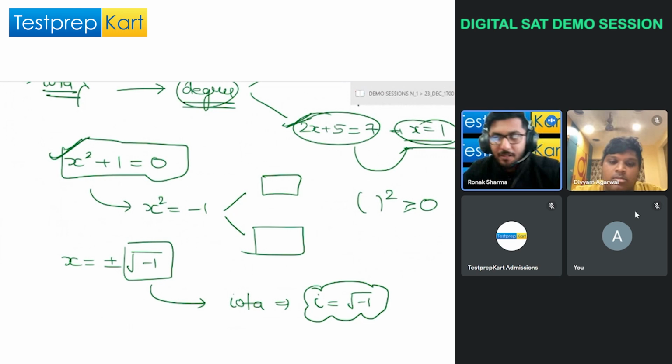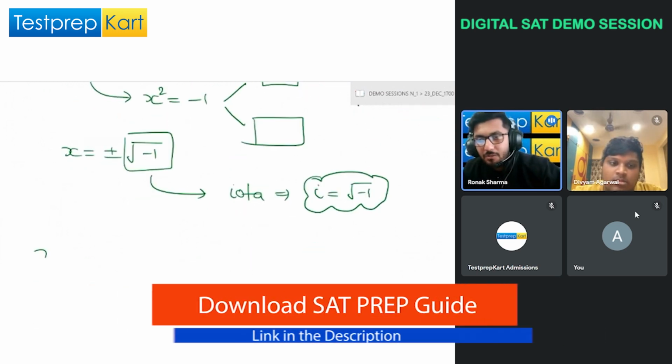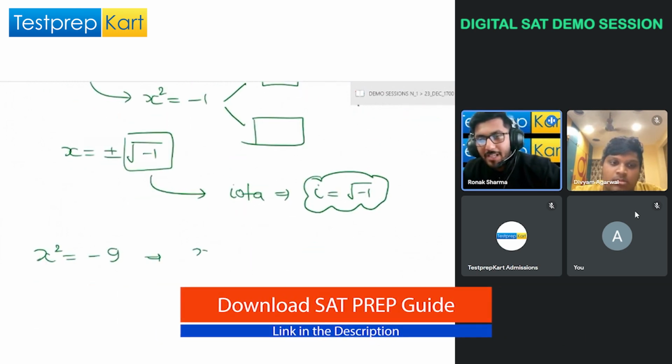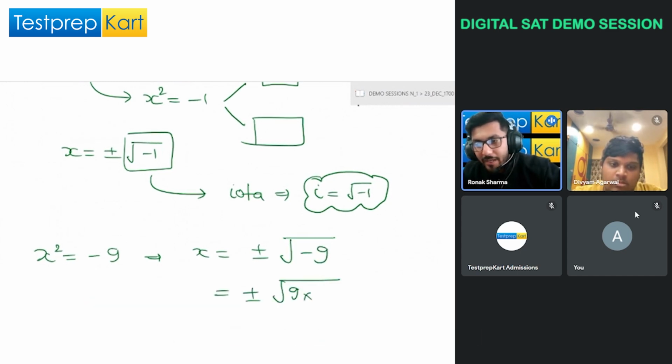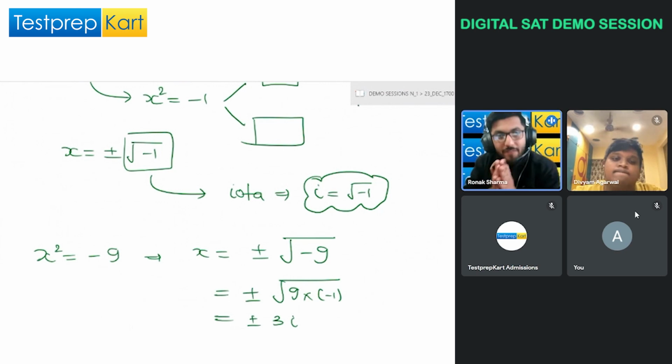For example, if I have x square equal to minus 9, no problem. x will be equal to plus minus root of minus 9. That can be written as plus minus root of 9 into minus 1. Square root of 9 is what? 3. And square root of negative 1 is iota. So with any negative number inside the square root, we can detach the negative, and negative 1 will give us iota, and for the positive, you can calculate the root. That's how iota came into the picture. I hope you are clear with that.